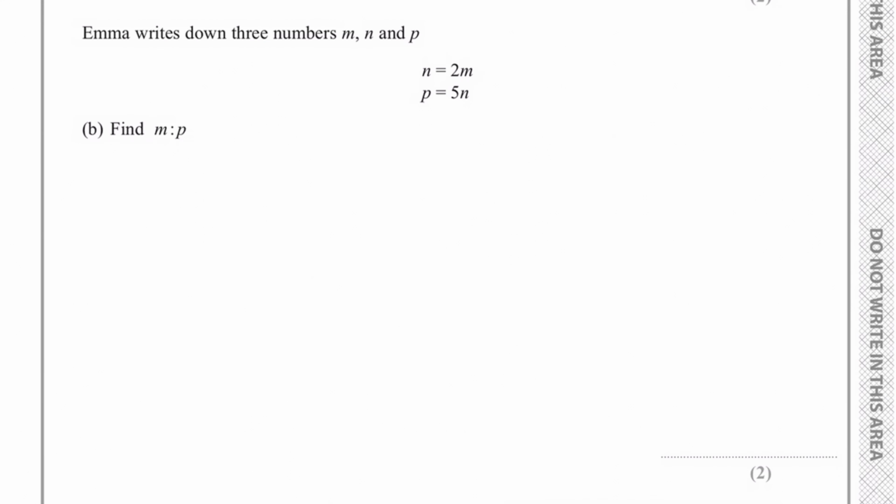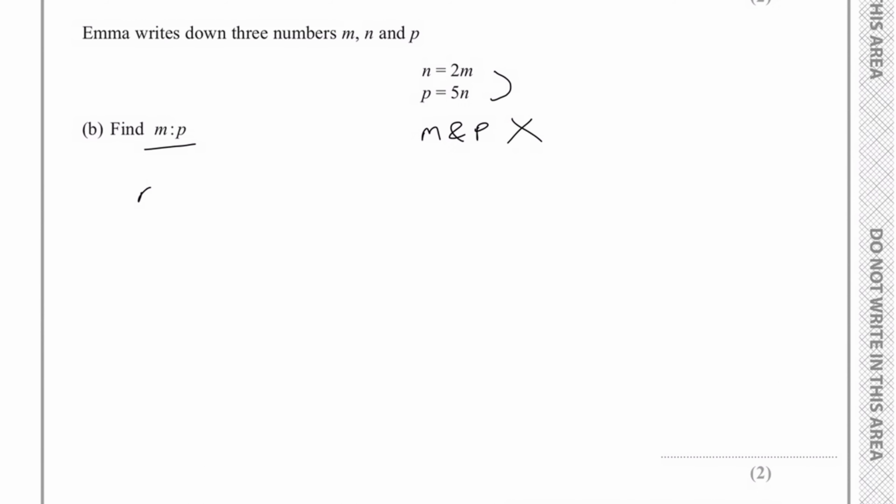For part B, Emma writes down three numbers, M, N, and P, and we're given two equations. Now we need to find the ratio of M to P. Now you can clearly see that in either of our equations we don't have one where we have both M and P, but we do have N common in both, so what I'm going to do is write M and P both in terms of N.